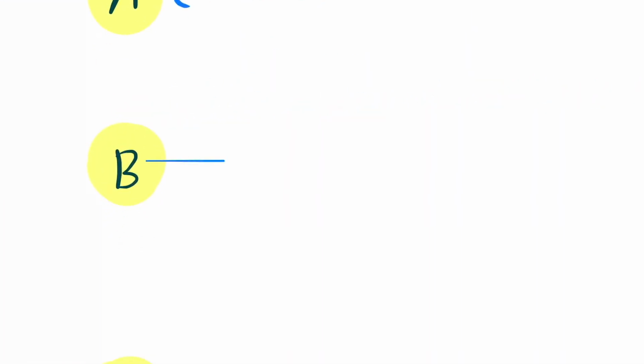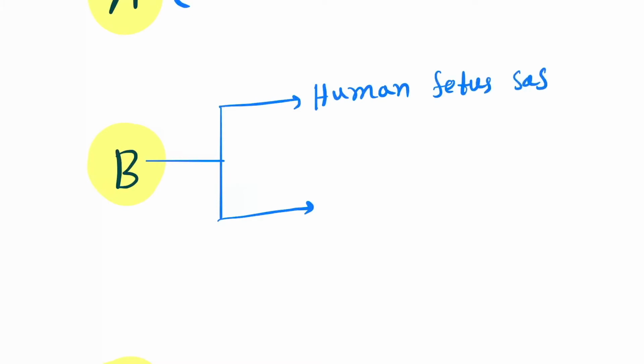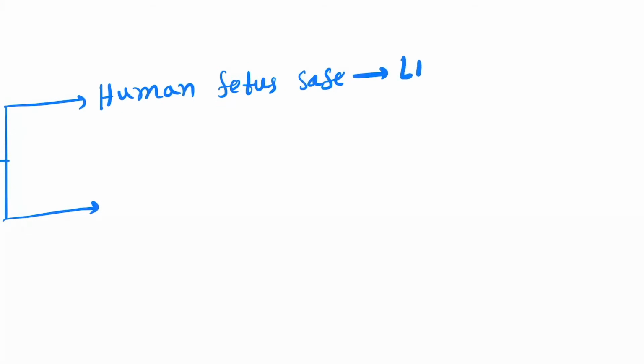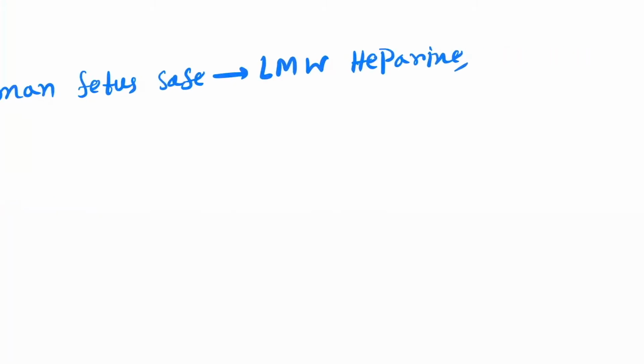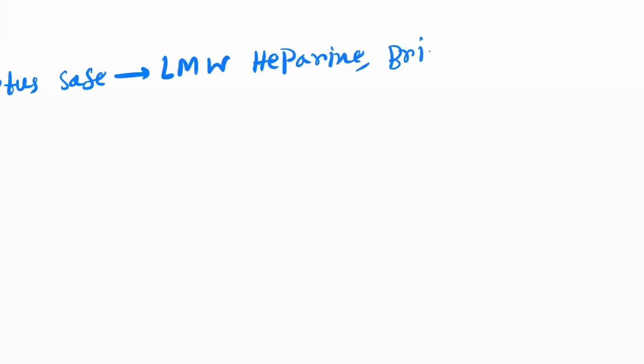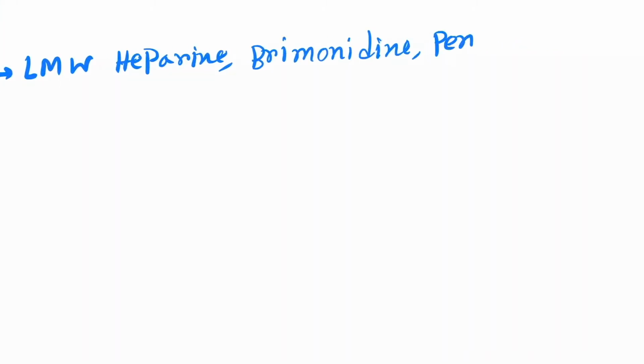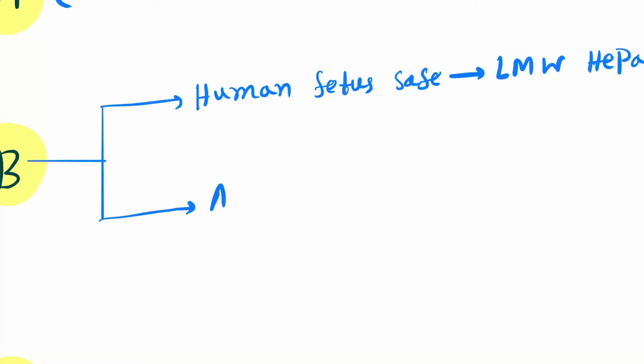Next is category B. In category B, we can divide in two. First one is human fetus safe. Okay, the drugs are low molecular weight heparin. Next is brimonidine and penicillin. And another is animal teratogenic.